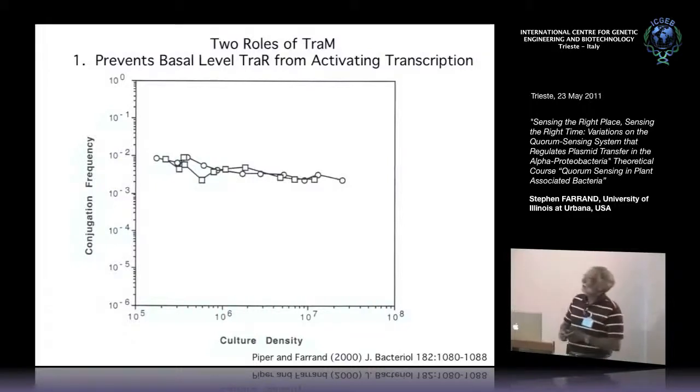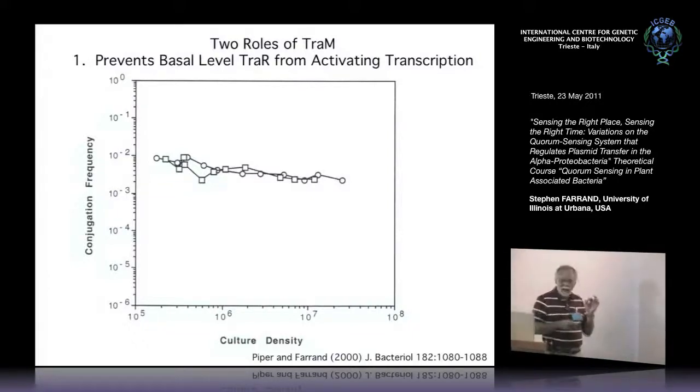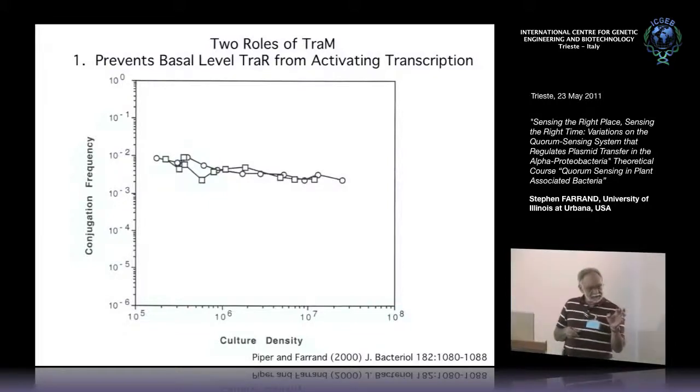What's its role? Well, here's the first thing. It prevents basal levels of Tra-R from activating transcription. And so the observation is this: if you take a bacterium that has a wild-type Ti plasmid and you make a mutation in Tra-M, what you find is that that Ti plasmid is now constitutive for transfer. It's not constitutive for the opine that induces transfer, but it is constitutive for conjugative transfer.